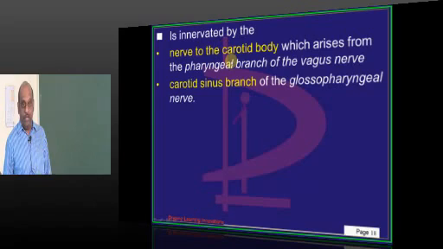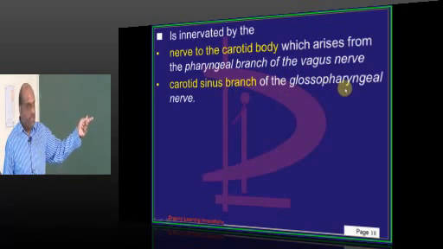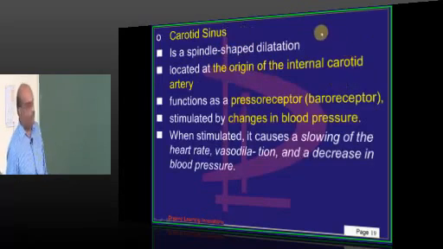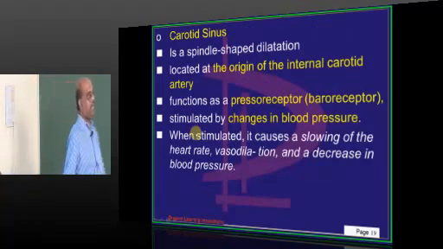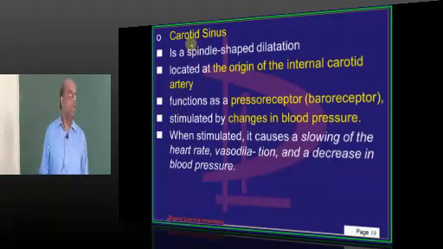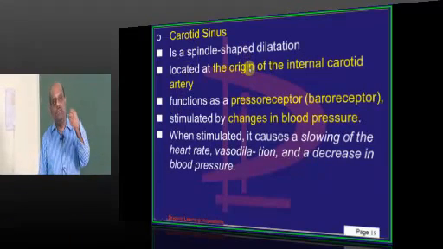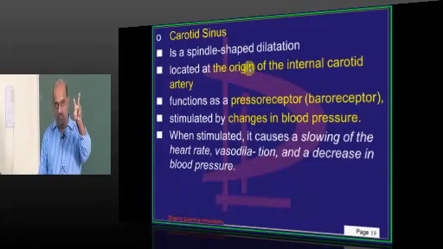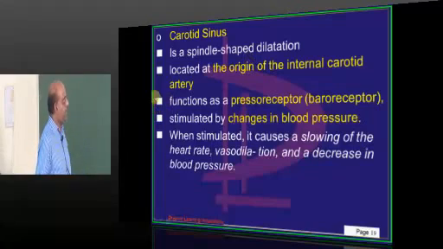They are different. Nerve to carotid body is the name given for the branch of the vagus, and carotid sinus branch is the name given for the glossopharyngeal. Then what is carotid sinus? Typically it is located at the origin of the internal carotid from the common carotid.